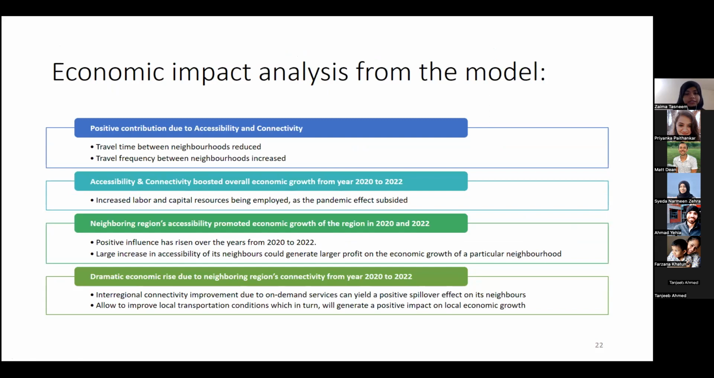So from this analysis, again, we can conclude that an improvement in accessibility and connectivity that is offered by the ODT service has actually improved the economic growth of a particular area, of a particular neighborhood. And this improvement is boosted over the years from year 2020 to 2022. As for the neighboring regions effect, if the neighboring areas have an improved accessibility and connectivity, that also has an additive effect on the area's economic growth as well. And this actually shows that if we improve the local transportation conditions for each neighborhood, that is going to pose a larger profit for a particular neighborhood or a particular city.